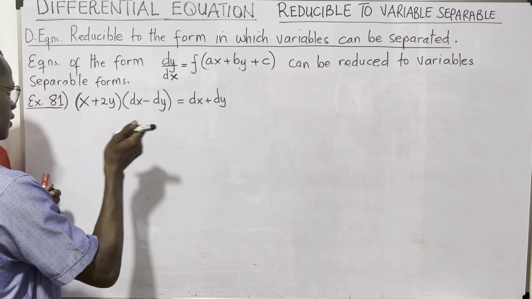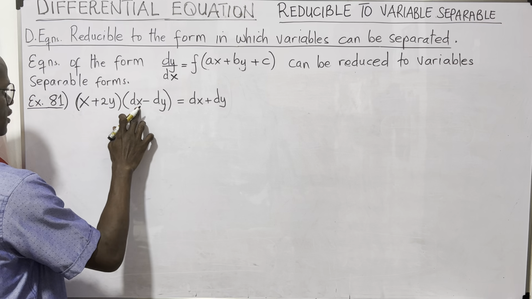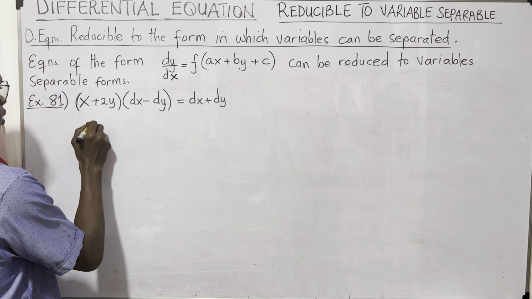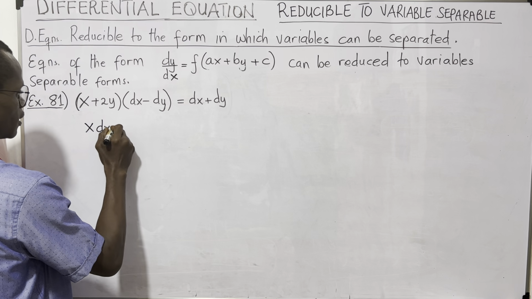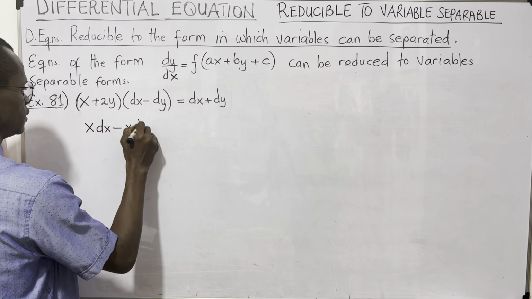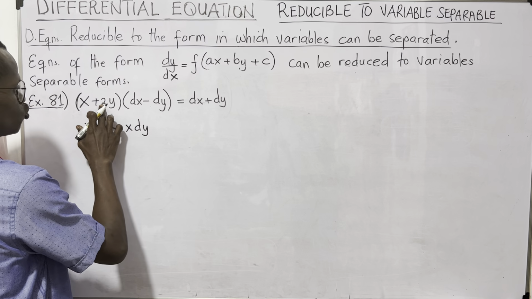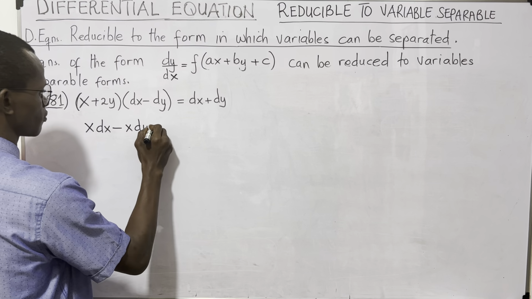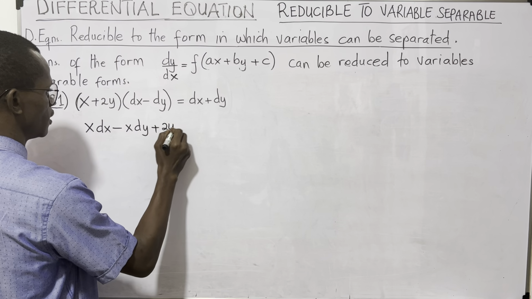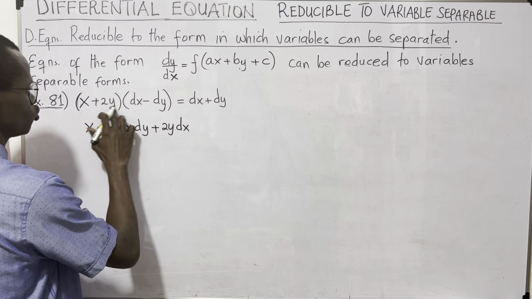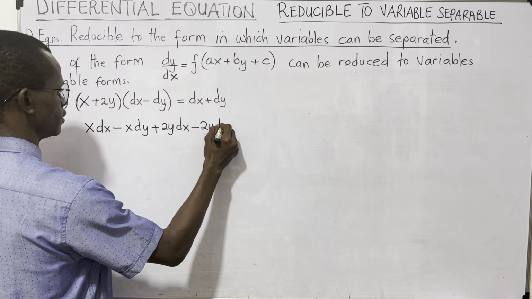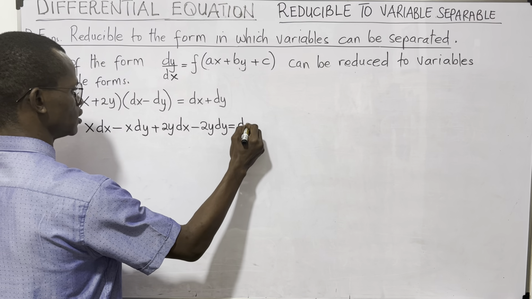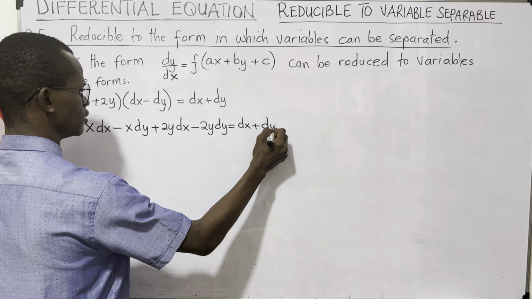So let's go ahead. We have x times dx is x dx. x times dy is x dy. 2y times dx is 2y dx. And 2y times dy is negative 2y dy. All equals dx plus dy.